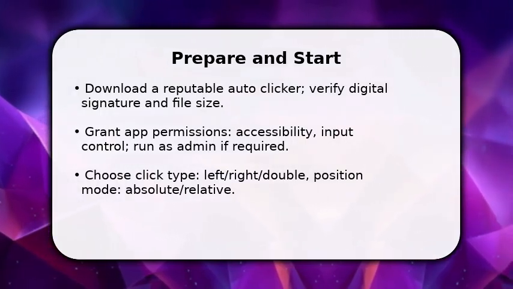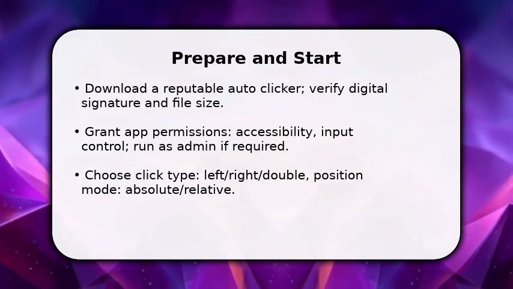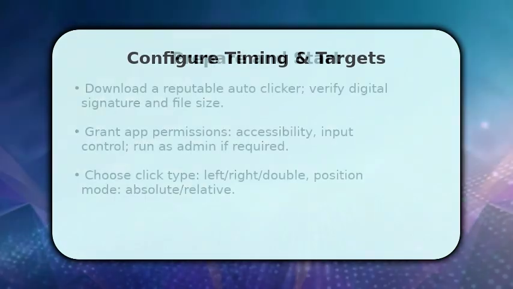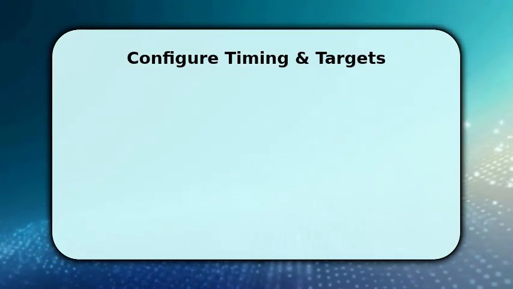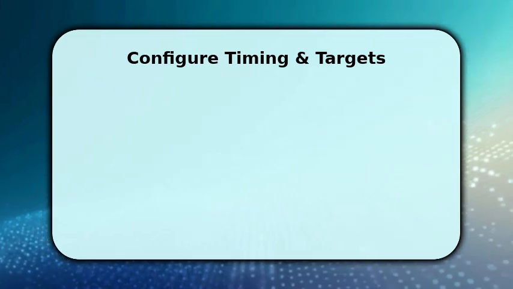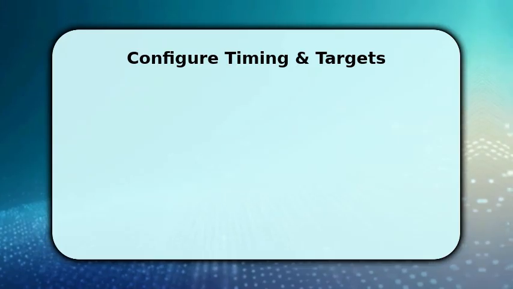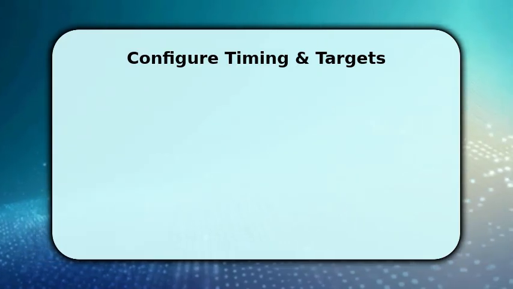After that, open the settings panel so you can move on to timing, hotkeys, and target selection without interruption. Once done with basic setup, configure timing and target selection carefully. Set the interval in milliseconds or seconds and enable slight randomization of 0–10% to reduce pattern detection.